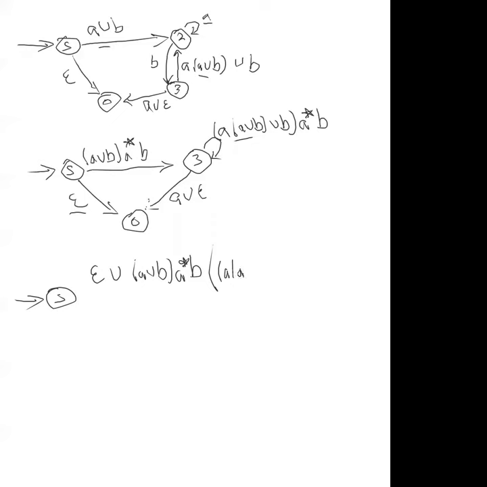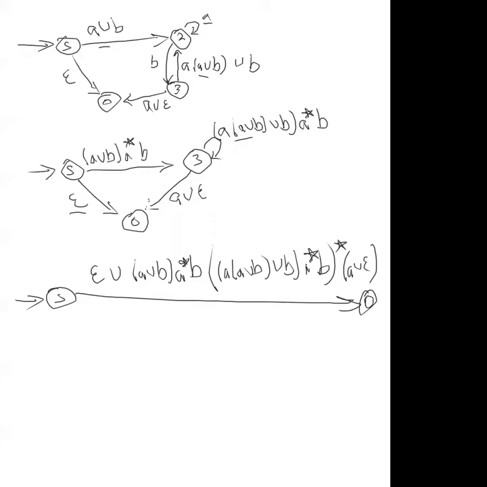A union B, A star B star, and then that is concatenated with A union epsilon. And that is going to get you all the way over to your final state. And that is your regular expression. You will observe that maybe this could be simplified.